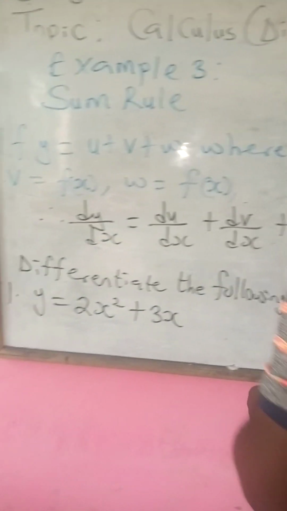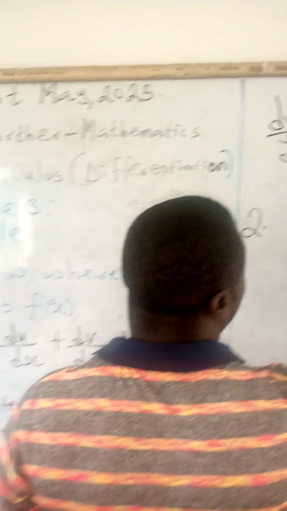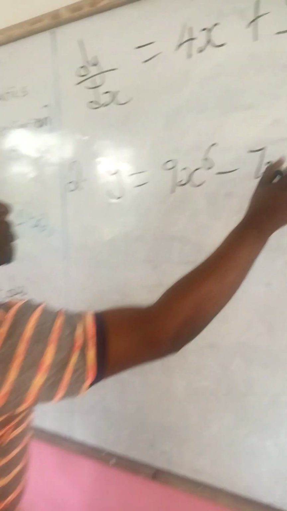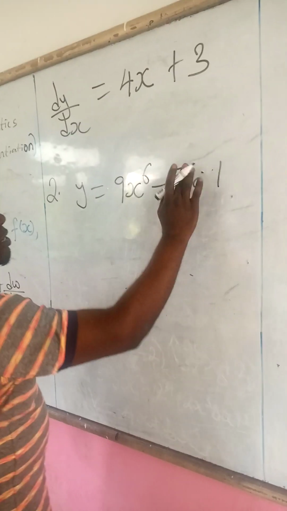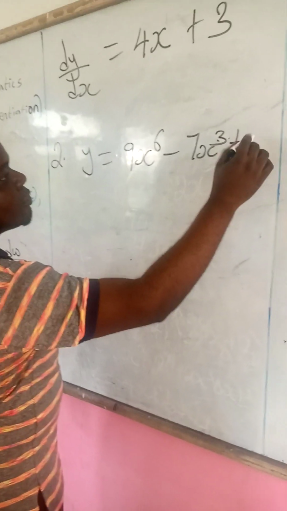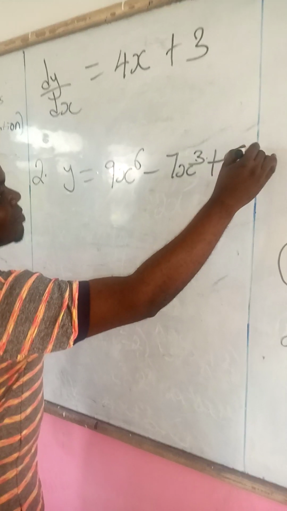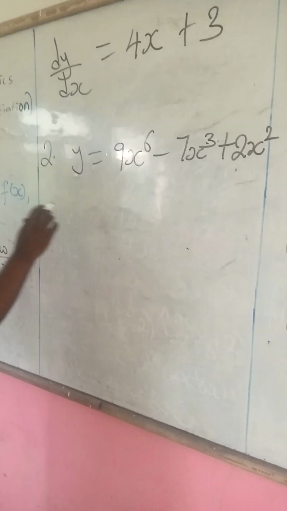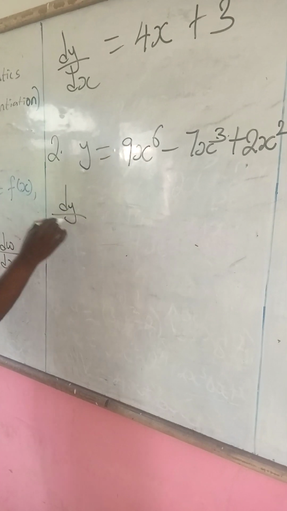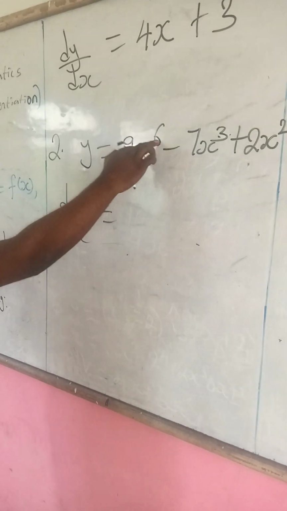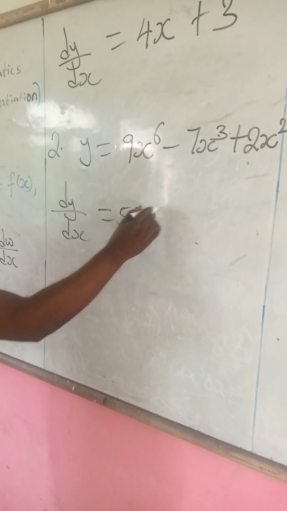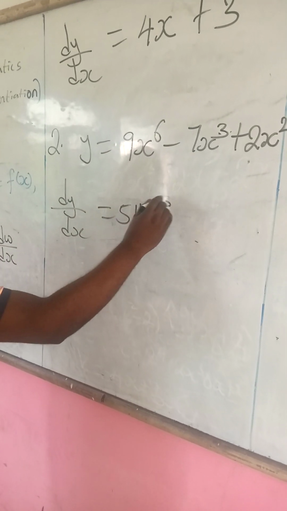Let's solve another one. If our y equals 9x raised to the power 6 minus 7x raised to the power 3 plus 2x raised to the power 2. How can we solve this? Very simple. We apply the same principle. Our dy/dx equals, you use 6 to multiply 9. So 6 times 9 is 54. Then 6 minus 1 will give you 5.